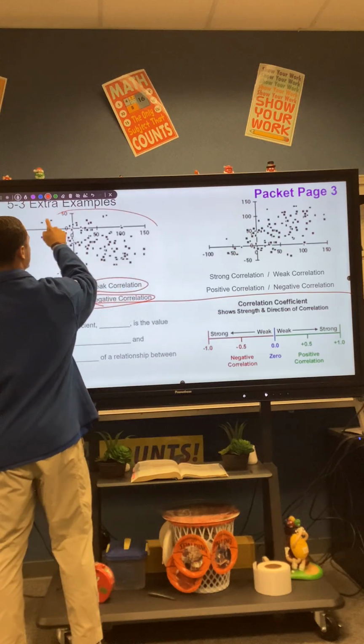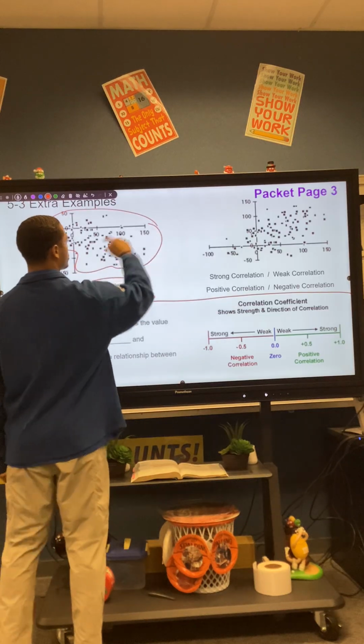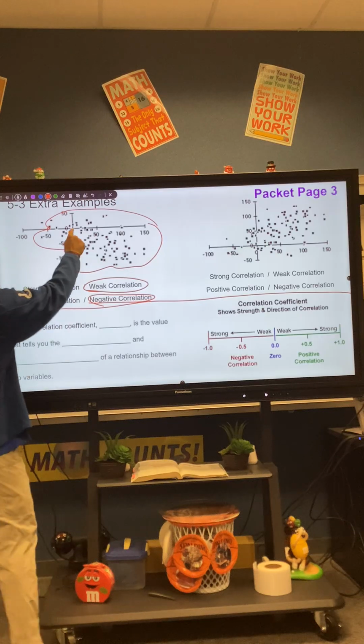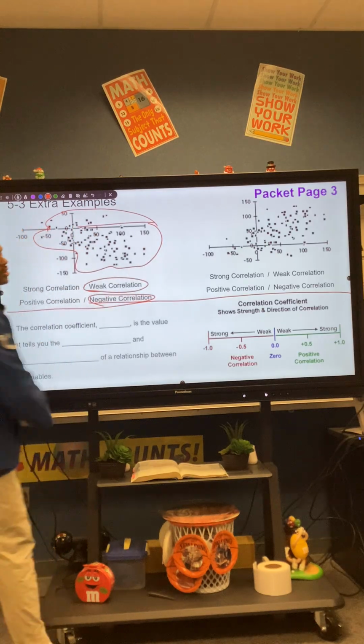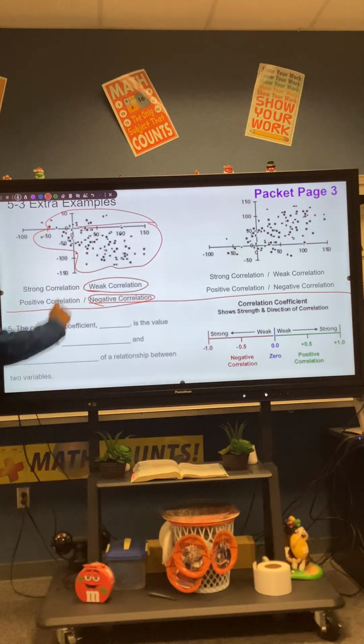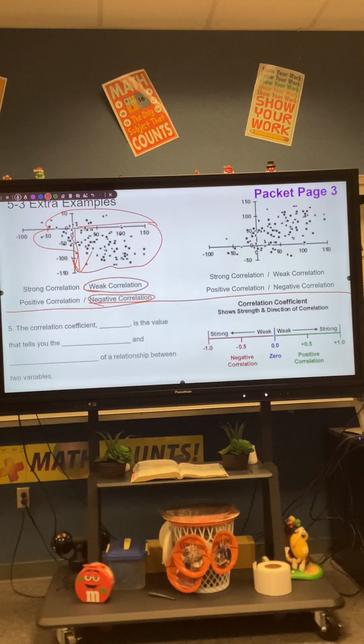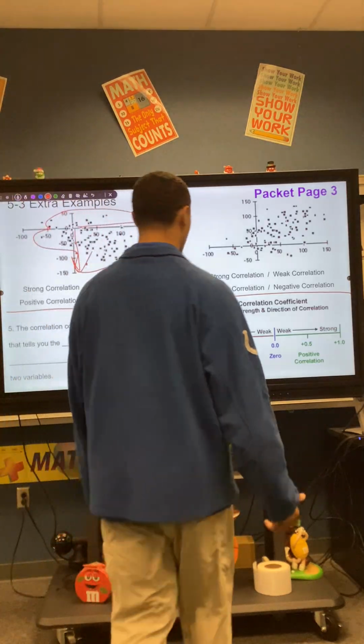Weak because the points are kind of all scattered all over the place, right? Can't really squint and see a line. So weak, I agree with you. And then negative because as you move left to right, as your x values increase, your y values have that tendency to decrease. That was right.